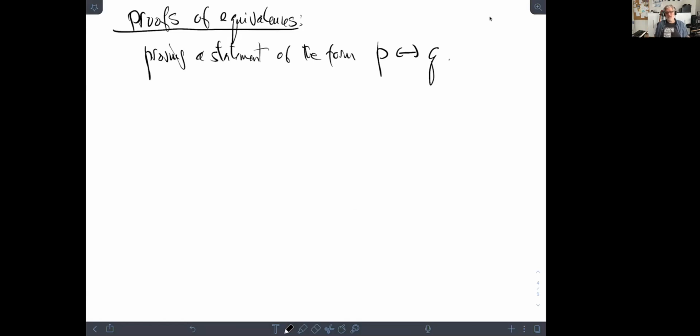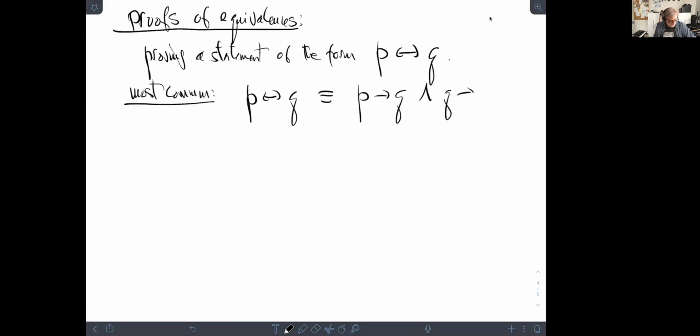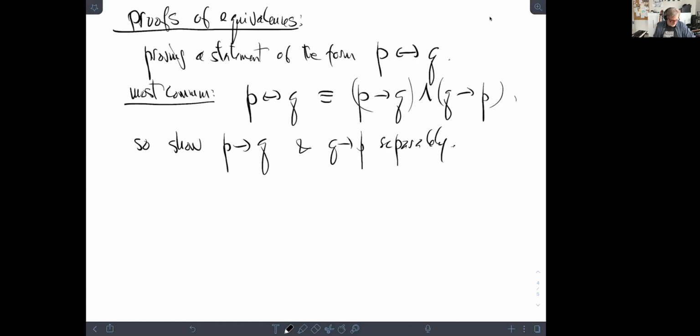Essentially, there are two ways to do this. The most common way of doing this is as follows. If you remember, P if and only if Q is logically equivalent to if P then Q and if Q then P, right? So P if and only if Q is logically equivalent to P implies Q and Q implies P. So if you show if P then Q, and then you show if Q then P, you've shown P if and only if Q. So show separately these two things. This is probably the most common way of showing a statement like that.